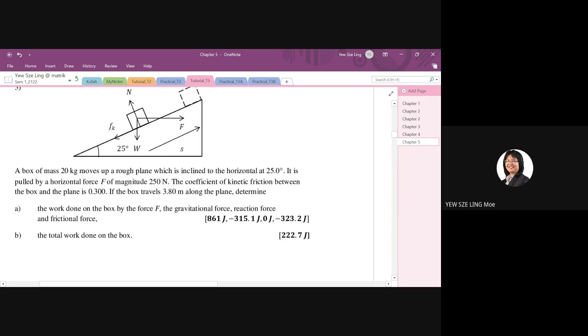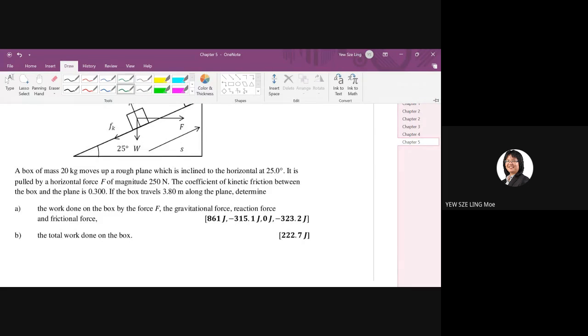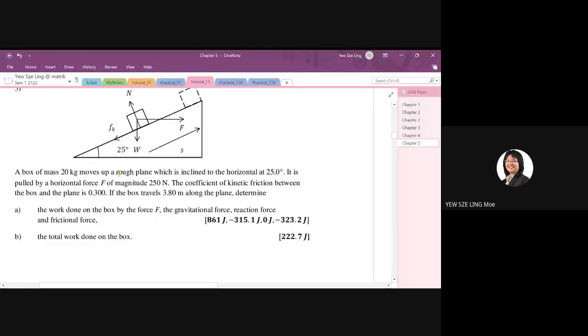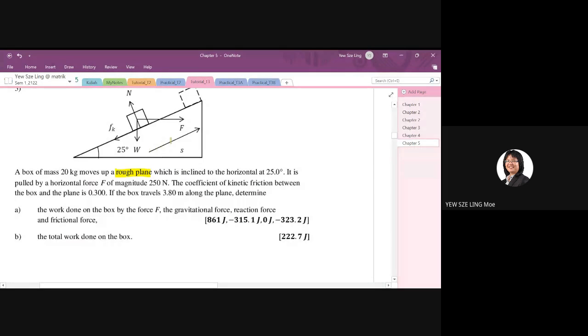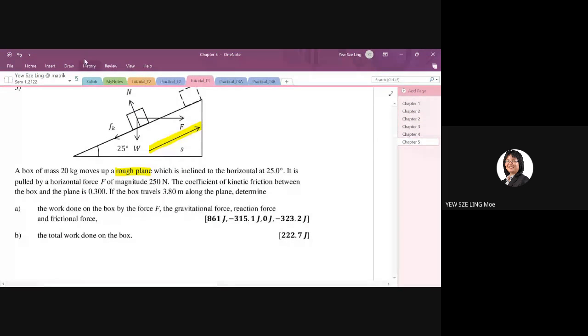A box of mass 20 kg now moves up on a rough plane. The important information in this sentence is that now you have a rough plane and it moves up. Now the object slides up, not sliding down. And the inclined surface is 25 degrees above horizontal. So it is pulled by a horizontal force.